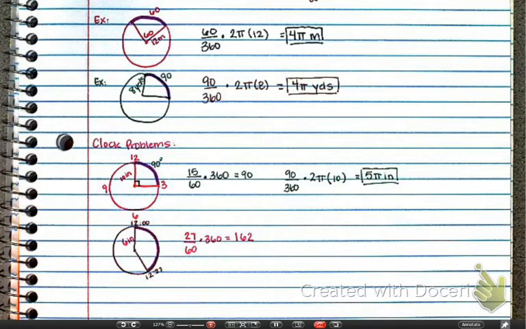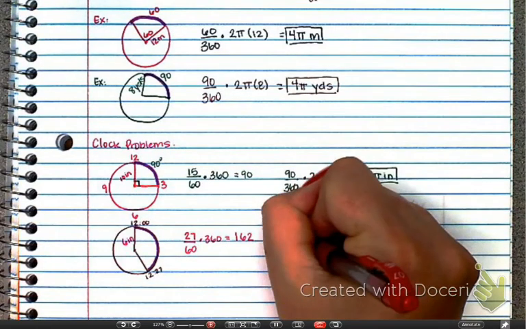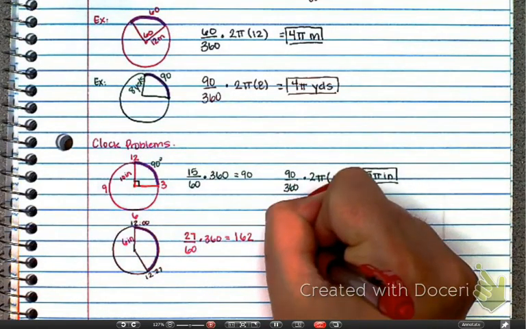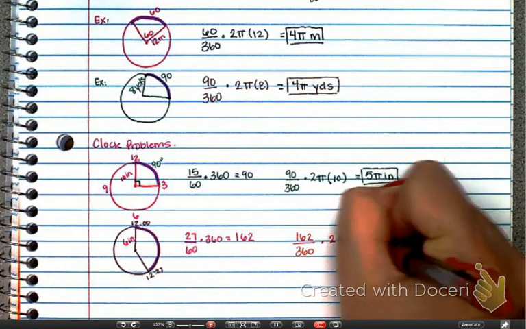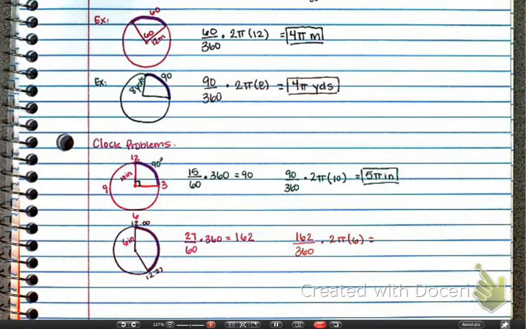162. Okay, now let's think about that for a second. If I went from 12 o'clock straight down to the 6, I went from 12 to 12:30. It would give me a straight line. Do you know the measure of a straight line? 180. So does it make sense that 162 is pretty close to 180? Okay, so there you go.